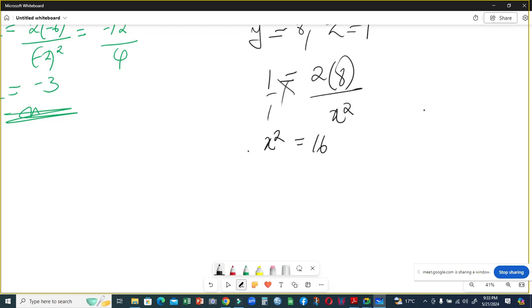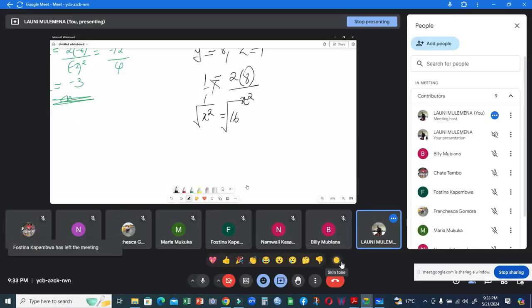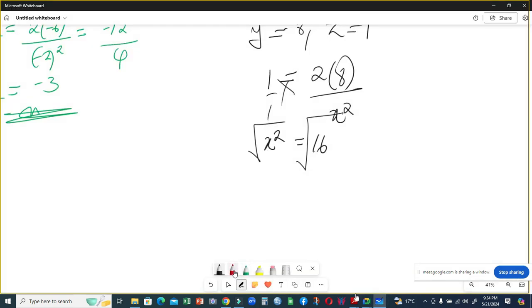To remain with x, we introduce the square root. Now on the square root, this is where people lose marks. I'm emphasizing: on the square root, you need to introduce the positive or negative here. Positive or negative. Okay, so the square root and the square will cancel each other, so we are going to remain with x is equal to positive or negative.